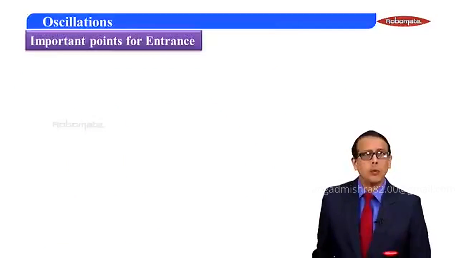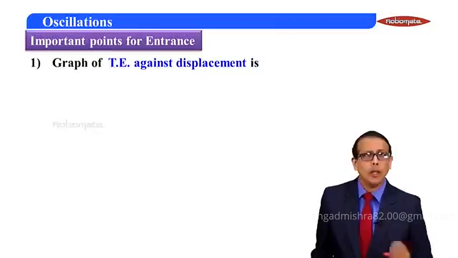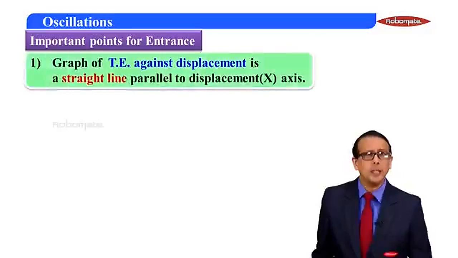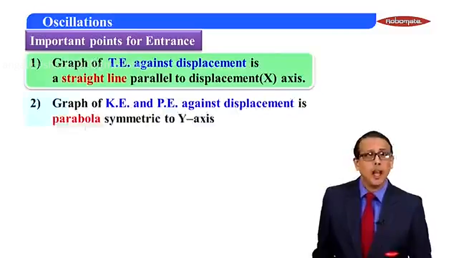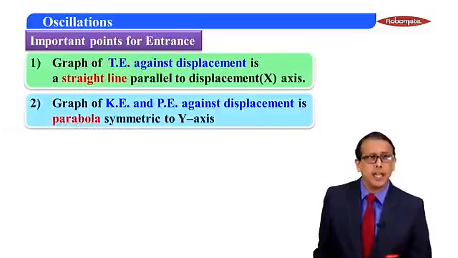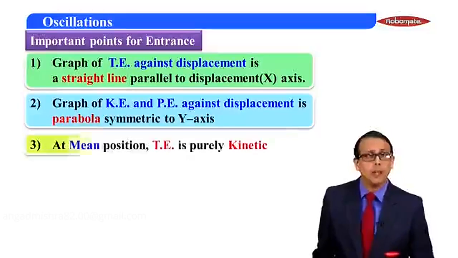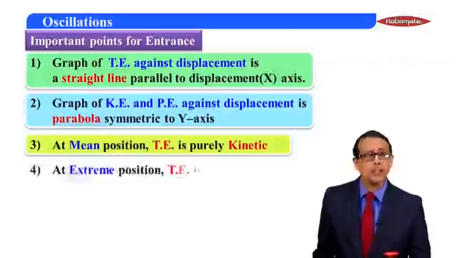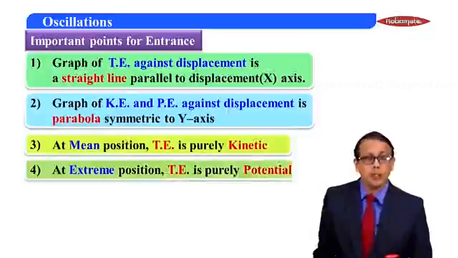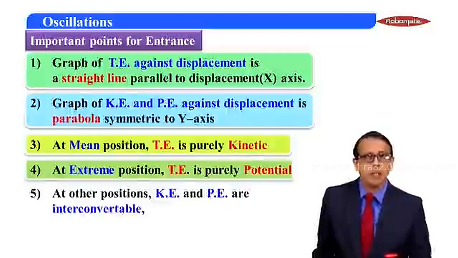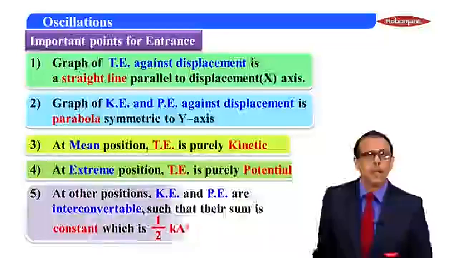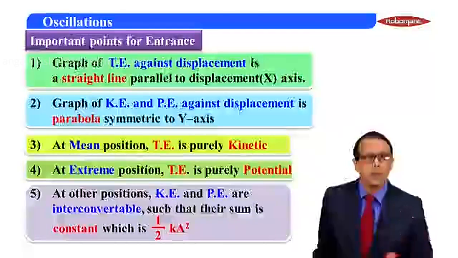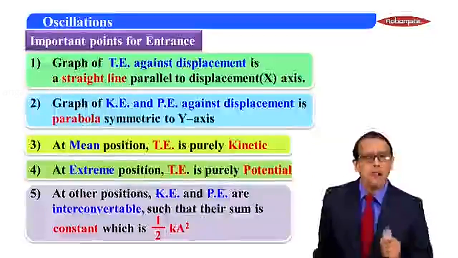So let's finally conclude. As I told, the graph of total energy against displacement is a straight line parallel to the displacement axis. The graphs of potential energy and kinetic energy versus displacement are parabolas symmetric to y-axis. At mean position, total energy is purely kinetic. At extreme position, total energy is purely potential. Whereas at other points, it is interconvertible such that the sum is constant, which is equal to half k a square.